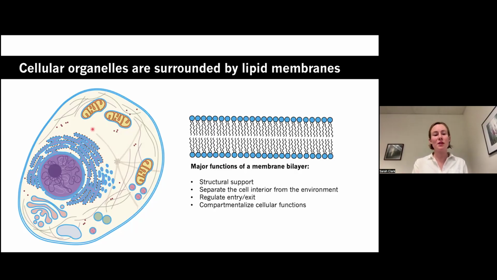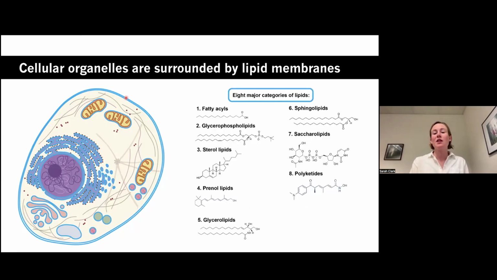And also, all of these different organelles and the plasma membrane have a very specific lipid composition. The lipid composition varies from organelle to organelle, and it's important that the lipid composition of all of these different things is maintained in order for the cell to function properly.